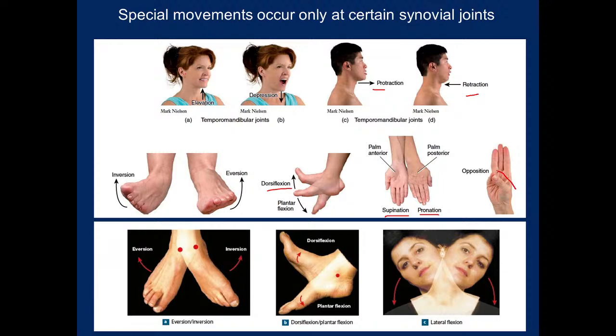And take a look at the first and the fifth finger in the hand. When they move toward each other and touch each other, this type of movement is called opposition.